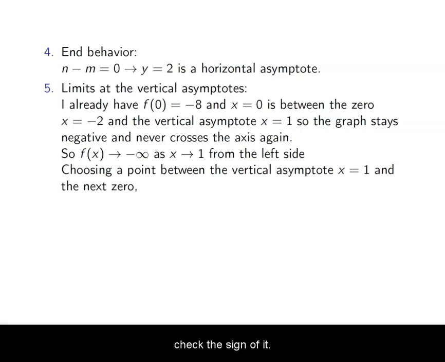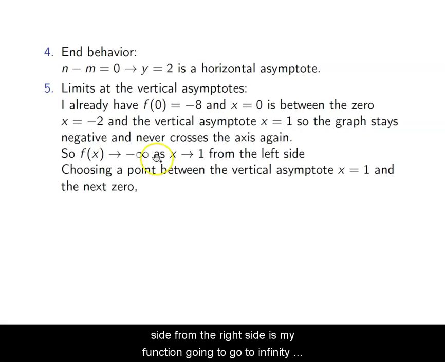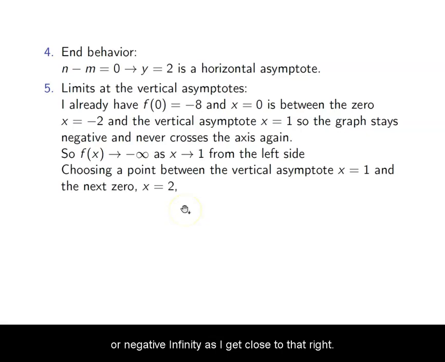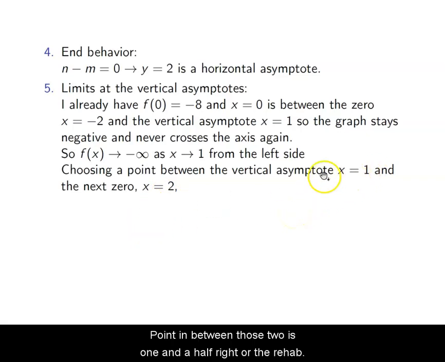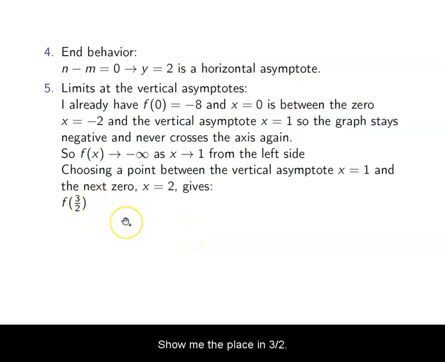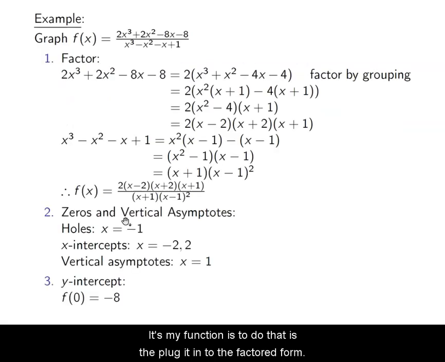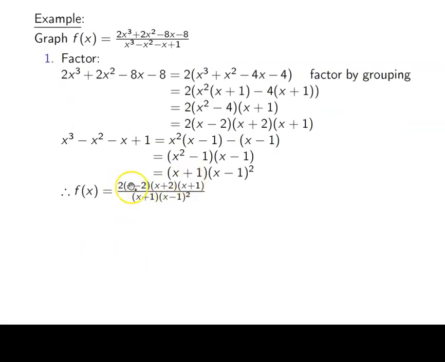I'm just going to check the sign of it, and that'll tell me if, as I approach from the positive side, from the right side, my function is going to go to infinity or -infinity as I get close to that x-intercept, right? So here, my zero was 2, my asymptote is 1. A point in between those two is 1.5, or 3/2. So I'm going to plug in 3/2 into my function. The easiest way to do that is to plug it in to this factored form here, okay?